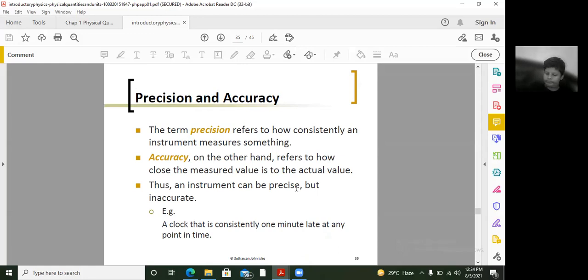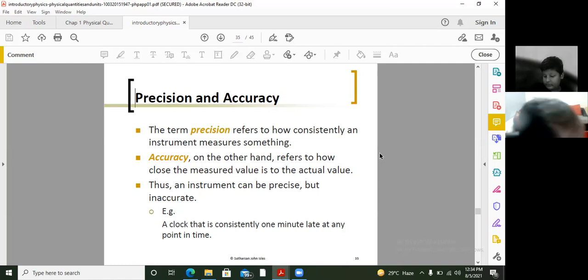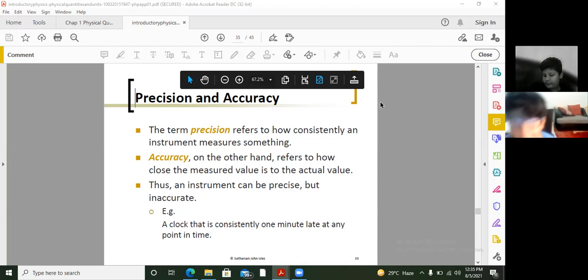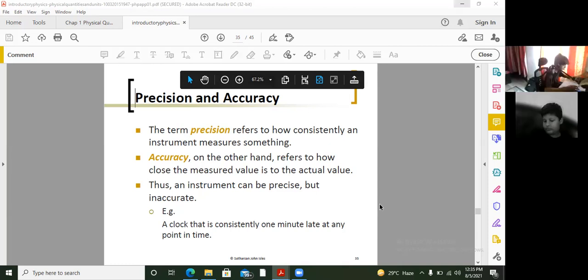Usman, what is the physical quantity? Usman Ali Khan, I'm asking you, what is a physical quantity? Give me a quick review. Parva.